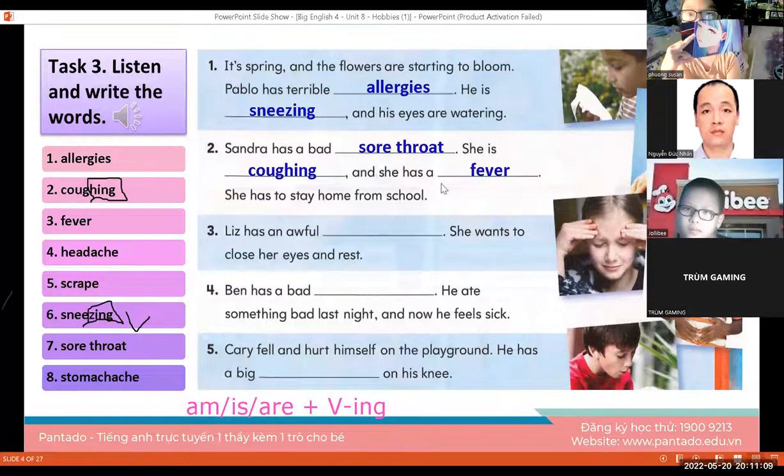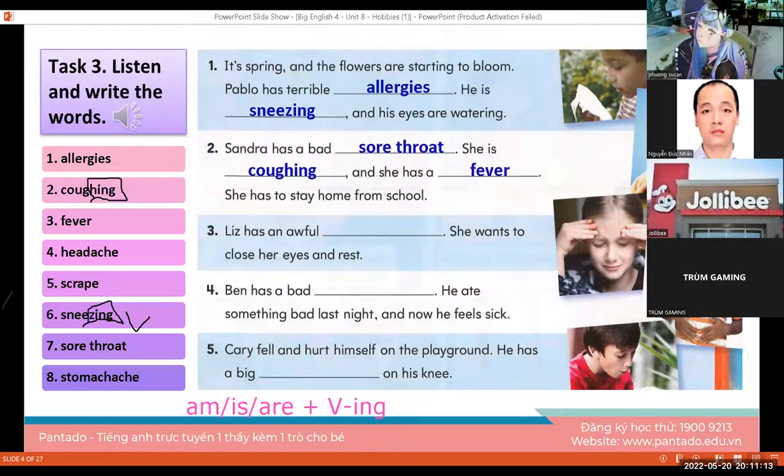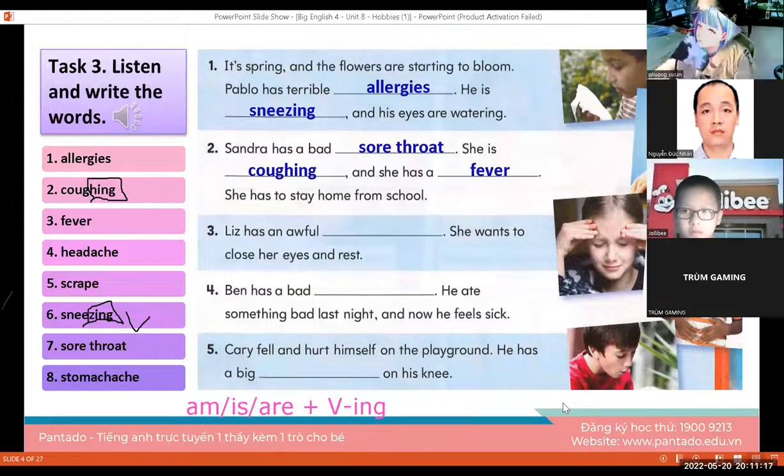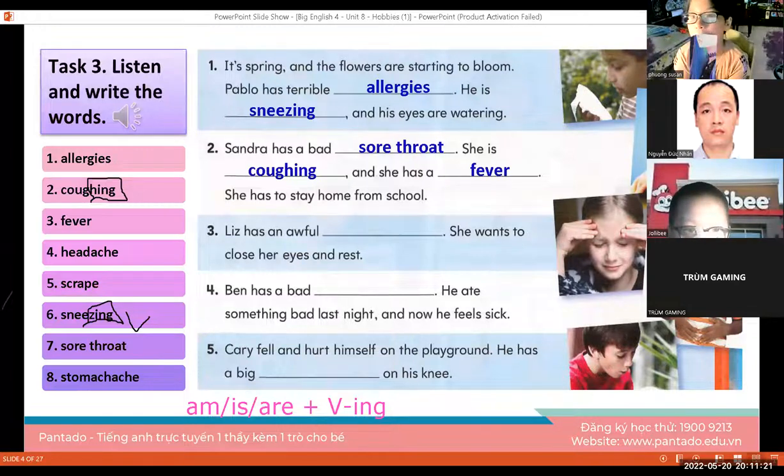And she has a fever. Okay. Như vậy đây là những dấu hiệu về fever. Bị đau họng rồi bị ho nè. Cô ấy bị sốt nữa. So she has to stay home from school. Phải ở nhà. Nên là cô ấy phải ở nhà.